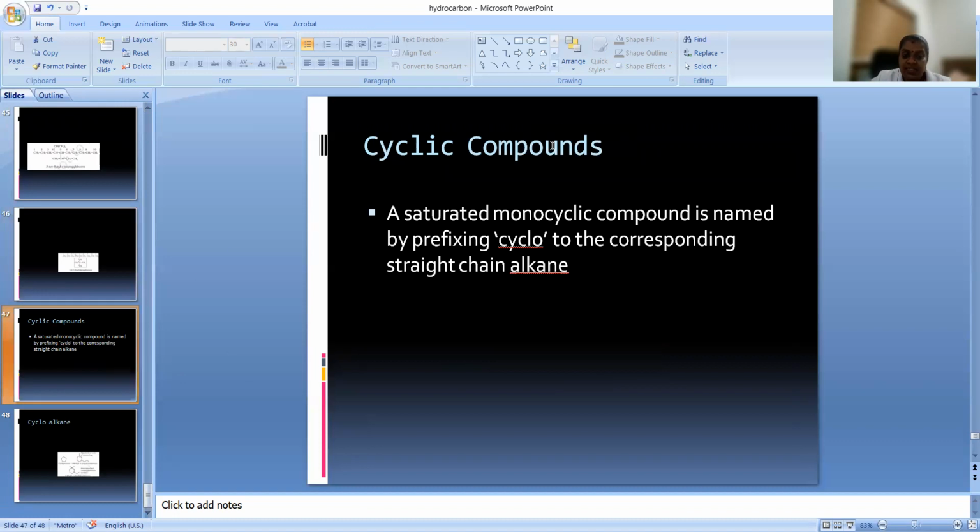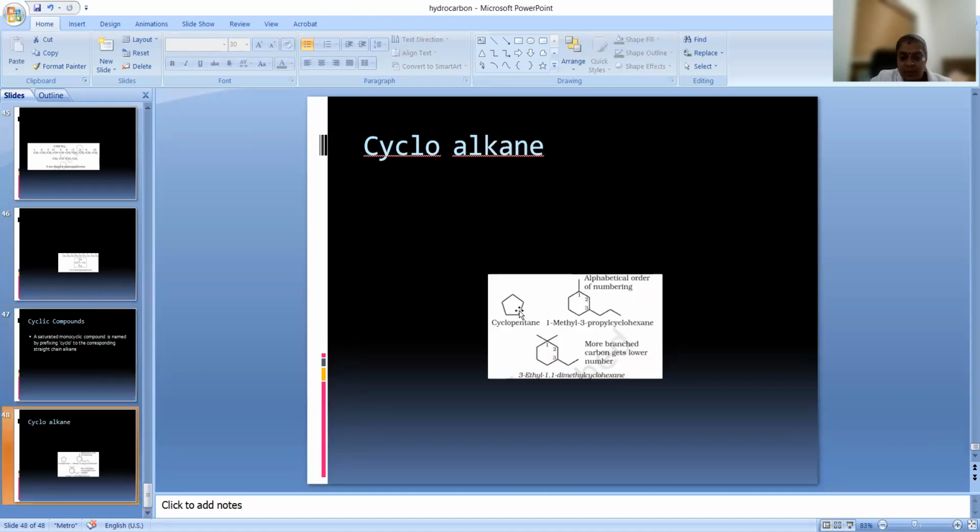Okay, now let us see the cyclic compounds also. So only one difference is there. In front of the cyclic compound, we have to add cyclo. Okay, so this one has 1, 2, 3, 4, 5 carbon atoms. So it is pentane, but since it is cyclic, cyclopentane.